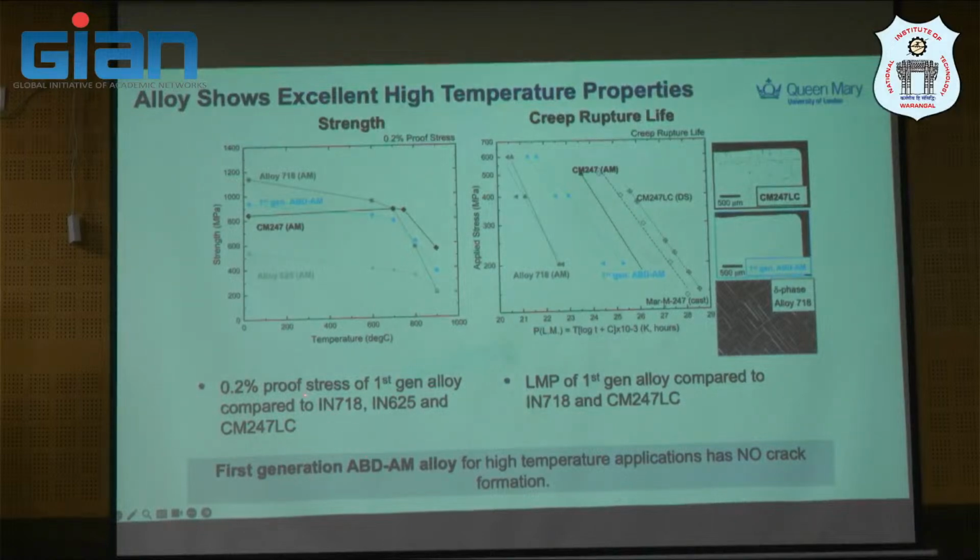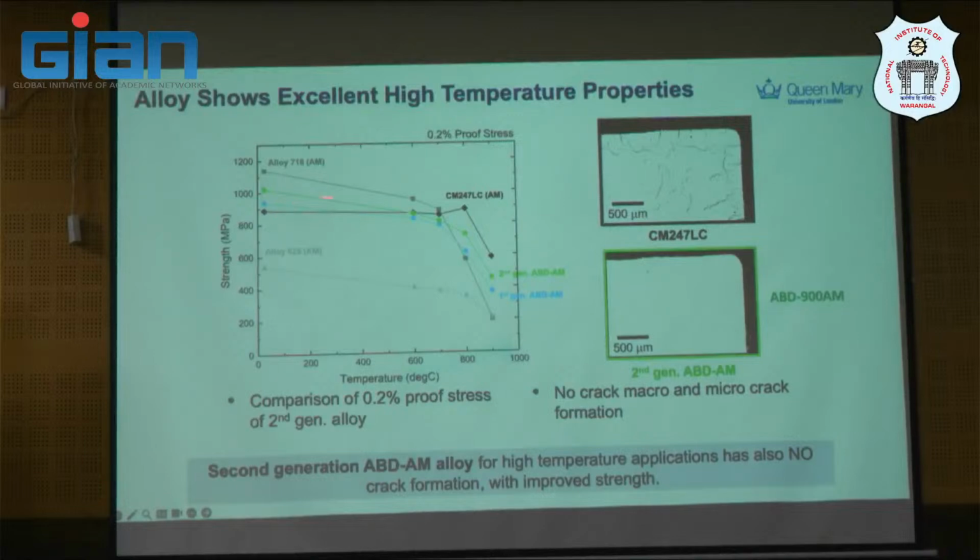This is the 0.2% proof stress of the first generation alloy. And this is what it is here in terms of creep life. It's actually better than CM247. So, it performed about the same temperature capability. But this one is also not easy to print as well. I mean, 718, because this is a gamma double prime strengthening material.